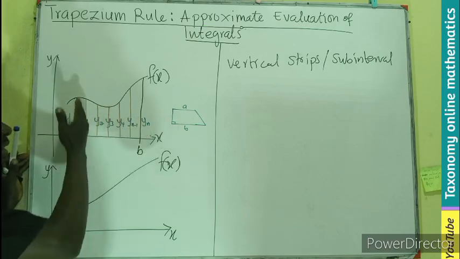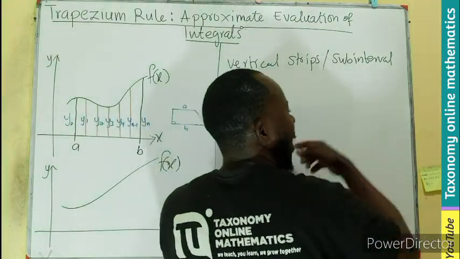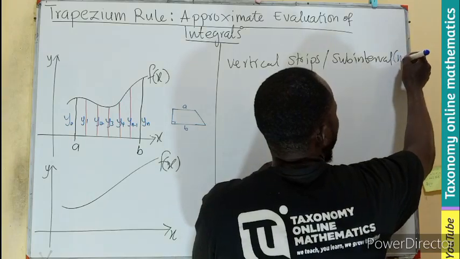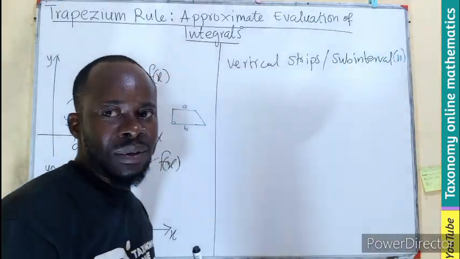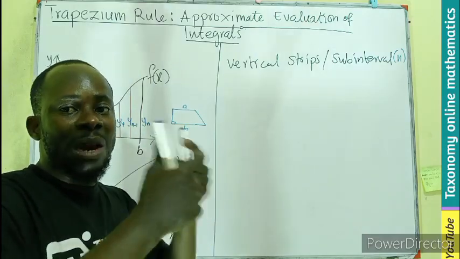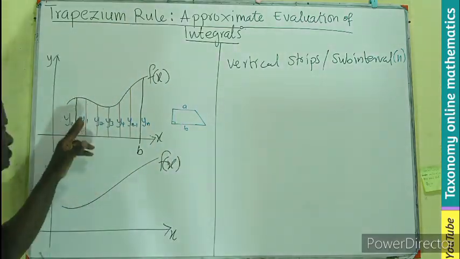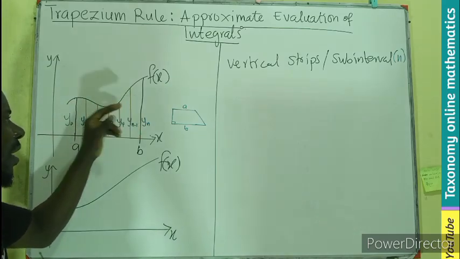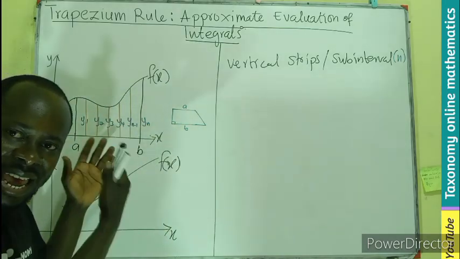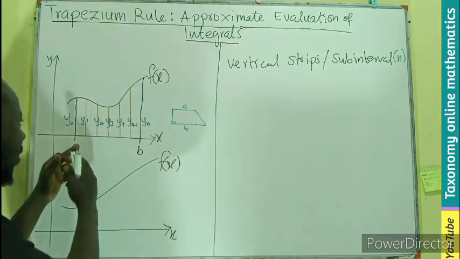This n is telling us how many stripes. So the vertical stripes, or the sub-intervals, we call it what? n. That's the number of stripes we are holding, the number of trapezia. All right. So if each of them represents a trapezium, then the area under this curve is just the summation of what?